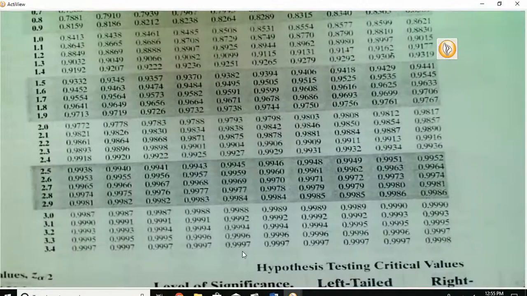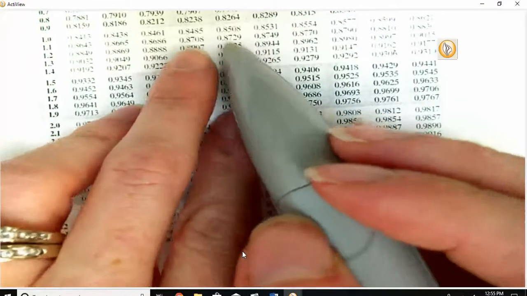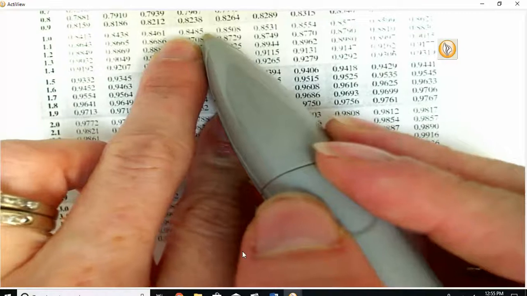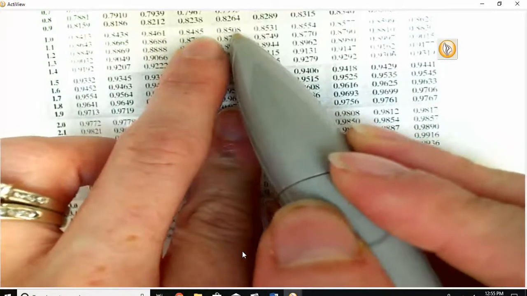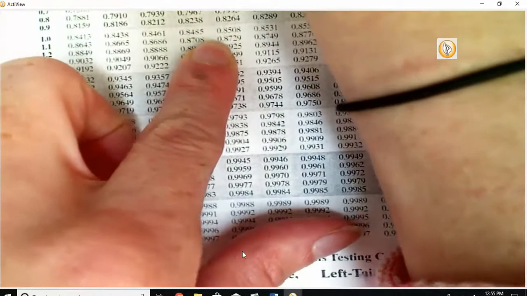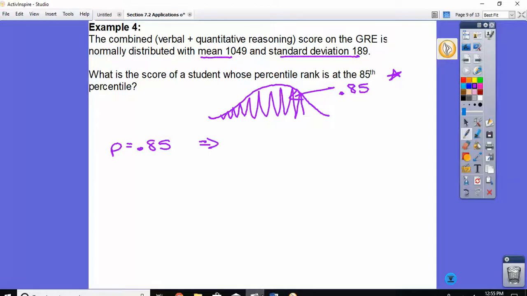I'm trying to find 85% in here. And so I see that's kind of right in here. I have 0.8485 and 0.8508. Which one's closer? 0.8508. So that's at 1.04. So this means my Z value is 1.04.